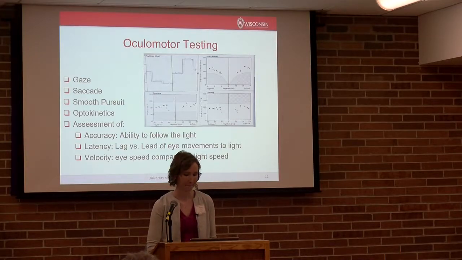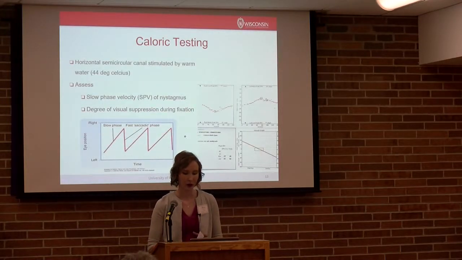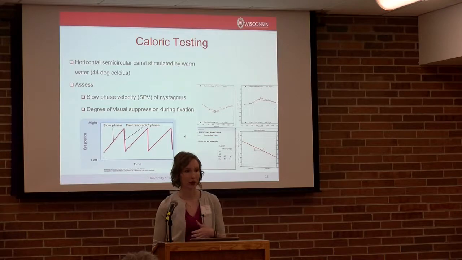For caloric testing, we're measuring the function of the horizontal semicircular canal. So just one of those semicircular canals. I only did warm irrigations right and left. The warm really increases the nerve firing rate. So we're looking for hypofunction. So the assessment is looking at the slow phase velocity of the nystagmus. So once water is placed into the ear, the eyes will start to beat towards the ear being stimulated, and we measure the eye beating.